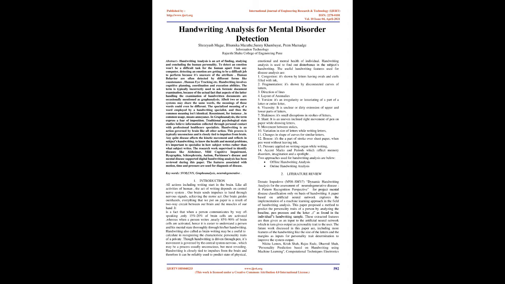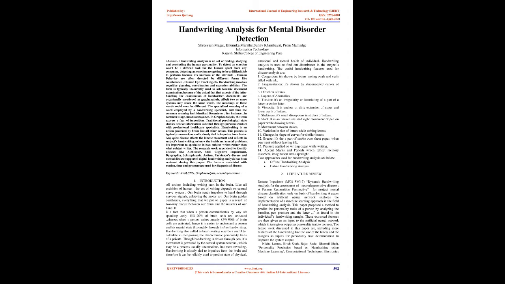Human behavior can be detected by different forms like countenance, human eye tracking, etc. Handwriting involves cognitive planning, coordination, and execution abilities. The term is typically incorrectly used to refer to forensic document examination, because aspects of the latter, handling the examination of handwritten documents, are occasionally referred to as graphanalysis.